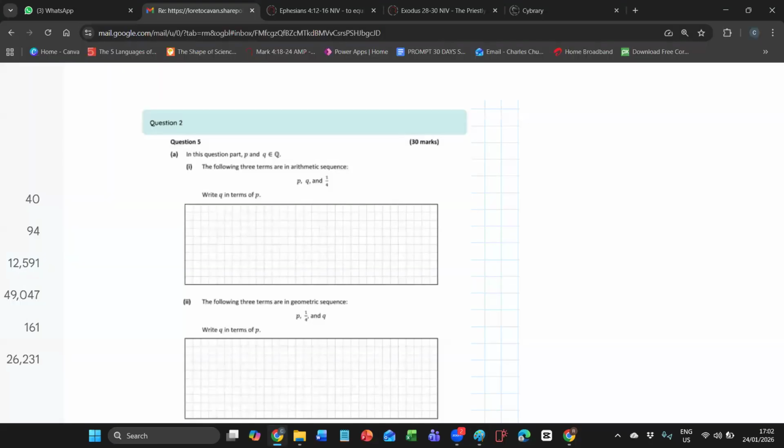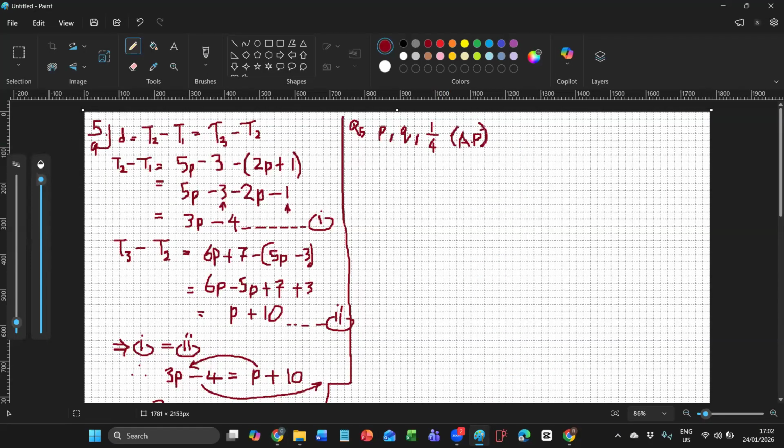Remember what they said: write Q in terms of P. So you should be aiming for Q on the right hand side. Okay, so here we go. First things first, Q minus P should be equal to what? 1 over 4. Remember the principle. 1 over 4 minus what? Q.